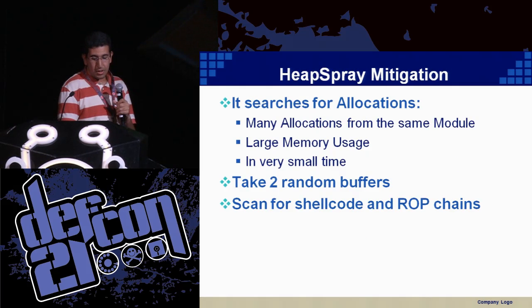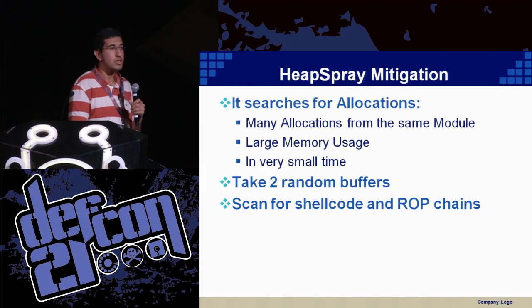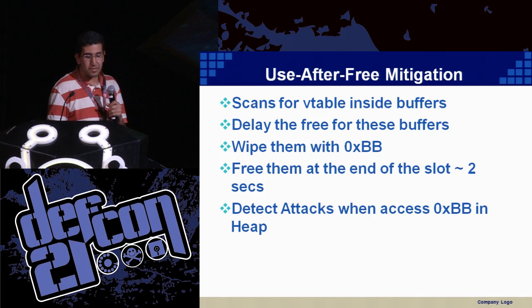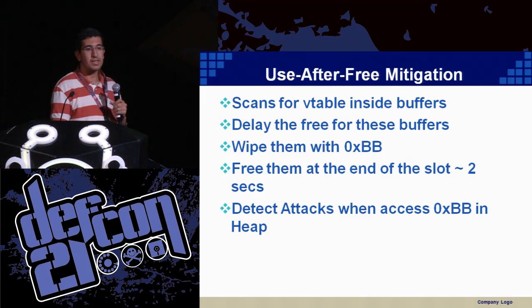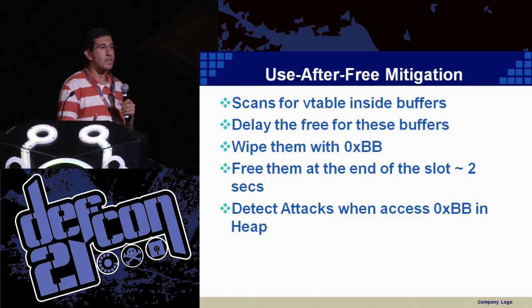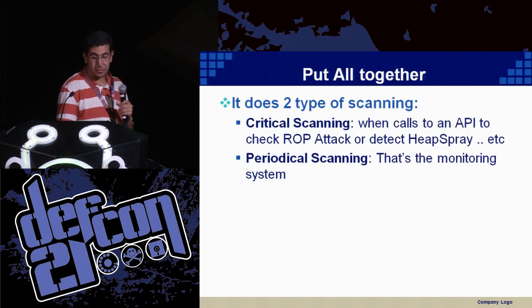For heap spray, we try to detect if there is a large memory allocation in a very short time from the same module and try to stop this heap spray. We scan for shellcode and ROP chains. If we find a shellcode and ROP chain inside, then it's simply a heap spray. And we detect use after free. If there is a class including some pointers or creating something in the vtable, we delay freeing this buffer, so we can stop any use after free.